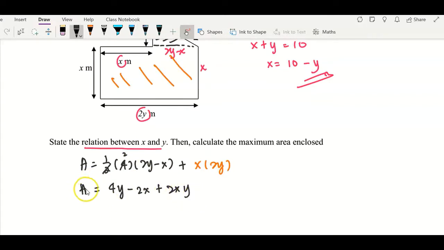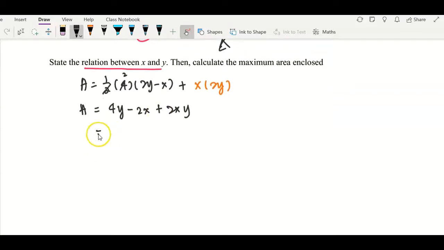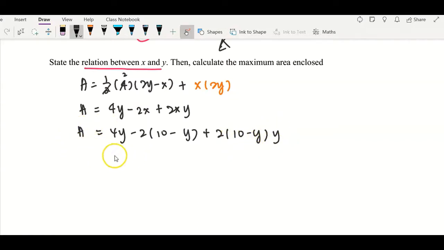Now I'm going to make it into a single variable by substituting x equals 10 minus y inside. I will put it into here, 10 minus y as x. And this one the same, 10 minus y multiplied by y. Then your A will be all in terms of y.